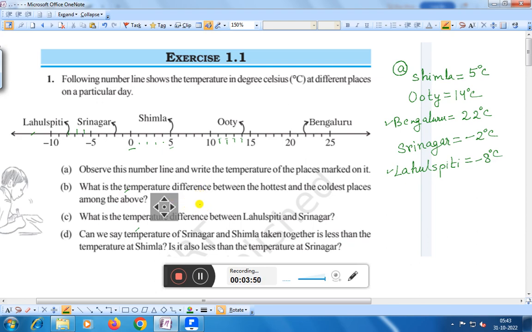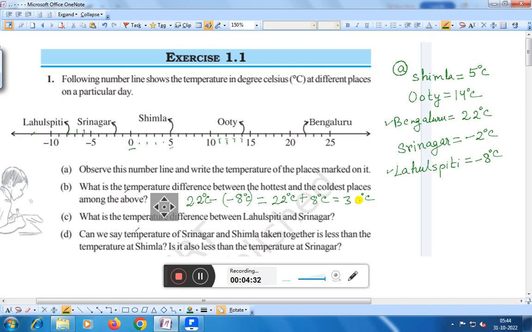The temperature of Bengaluru is 22 degrees centigrade, minus the temperature of Lahul Spiti, which is minus 8 degrees centigrade, right? Then we get 22 degrees centigrade plus, minus into minus is plus, 8 degrees centigrade, which is equal to 30 degrees centigrade. Therefore, the difference between the hottest and the coldest place among the above is 30 degrees centigrade.